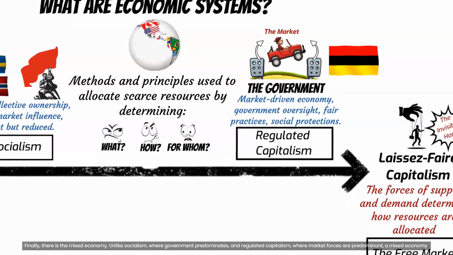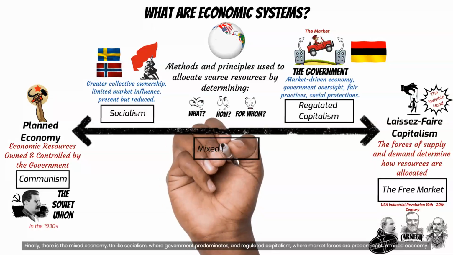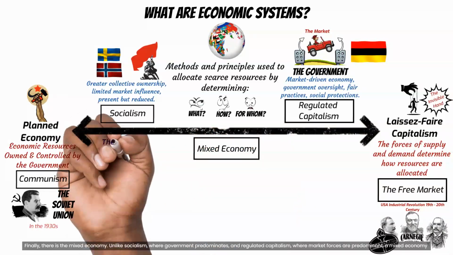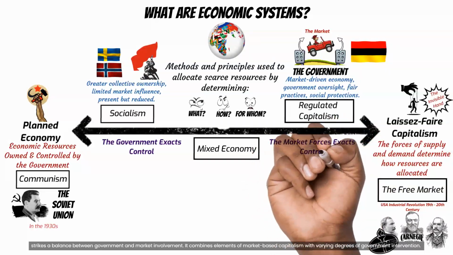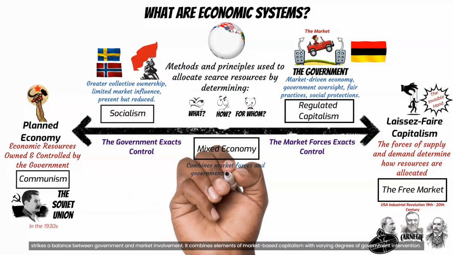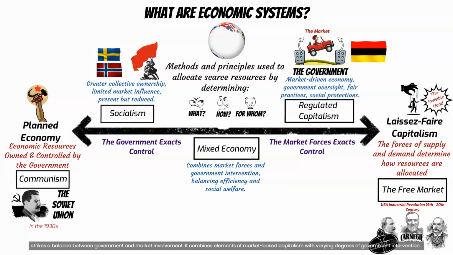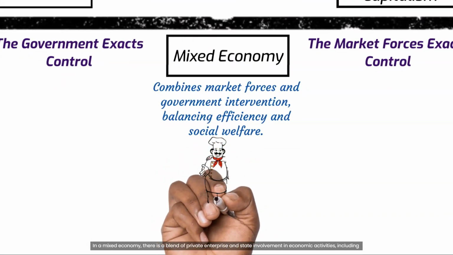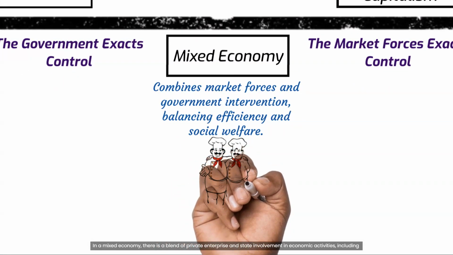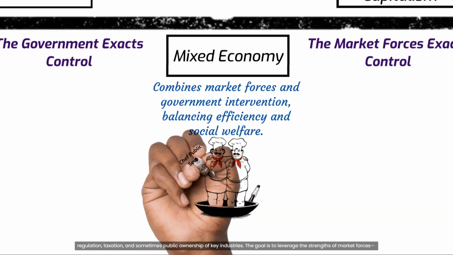Finally, there is the mixed economy. Unlike socialism, where government predominates, and regulated capitalism, where market forces are predominant, a mixed economy strikes a balance between government and market involvement. It combines elements of market-based capitalism with varying degrees of government intervention. In a mixed economy, there is a blend of private enterprise and state involvement in economic activities, including regulation, taxation, and sometimes public ownership of key industries.